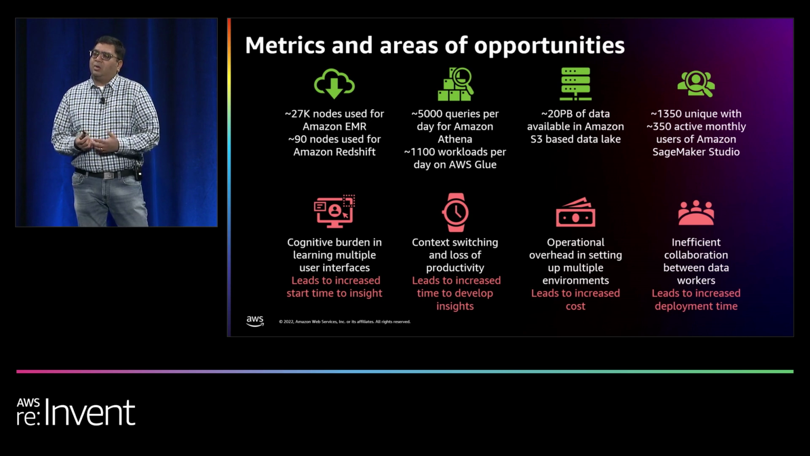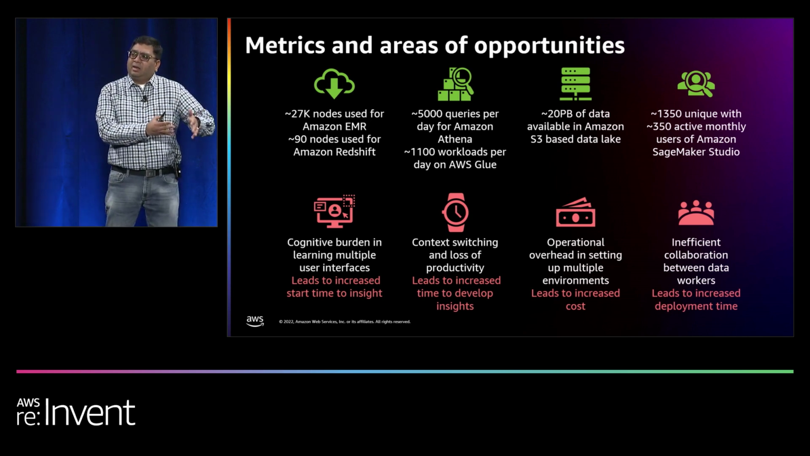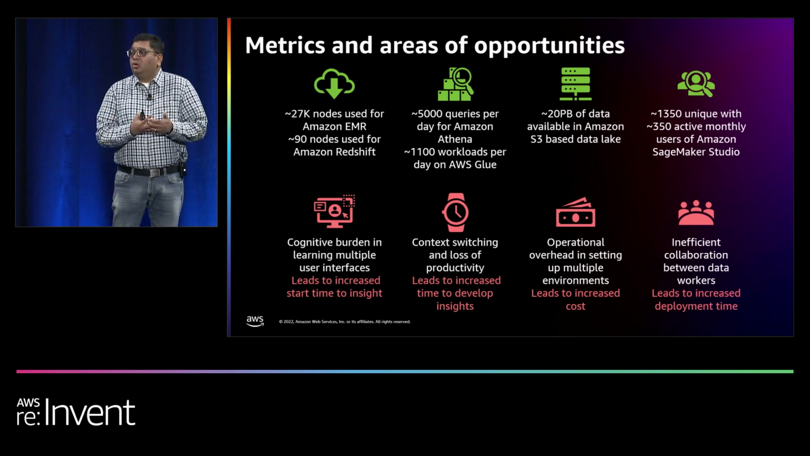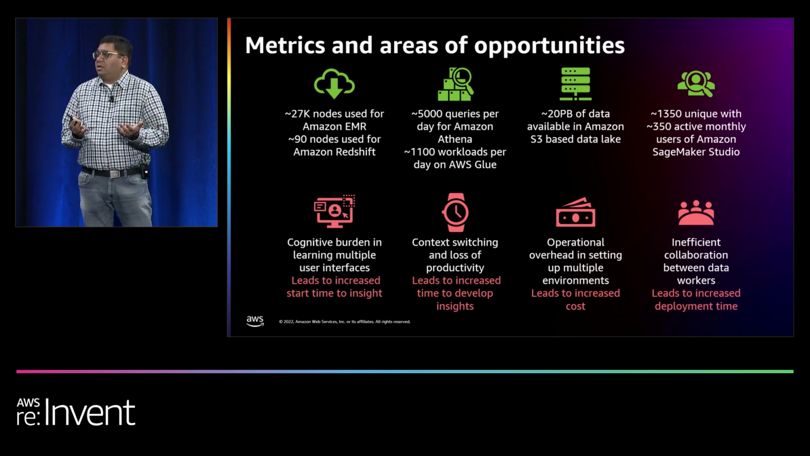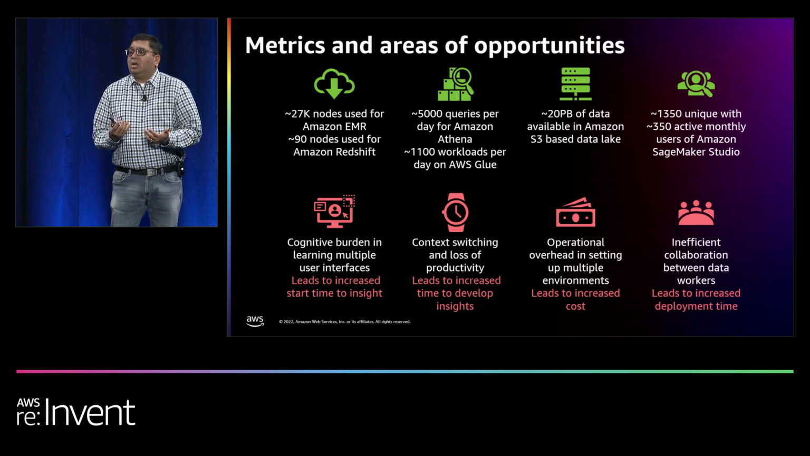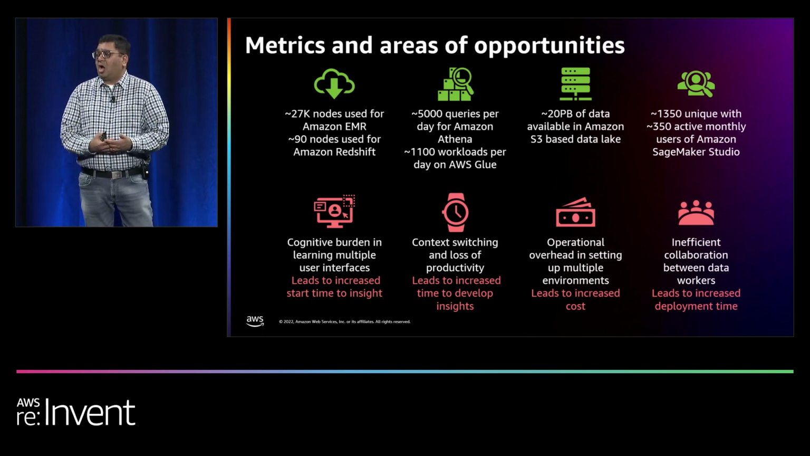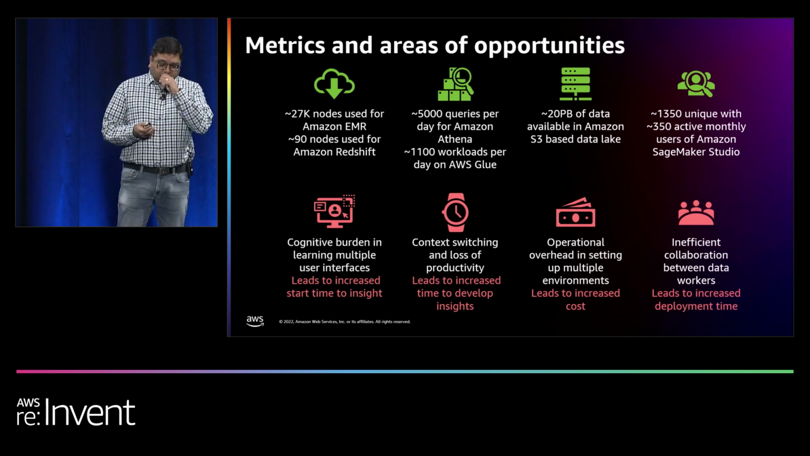The second problem we have observed is context switching. If I have to write an Athena query, I do things differently. If I have to run a Presto query, I do things differently. Now, if I want to write a Glue job, the whole experience changes. And this context switching really hurts these data workers on a daily basis, causing decreased time to insight.